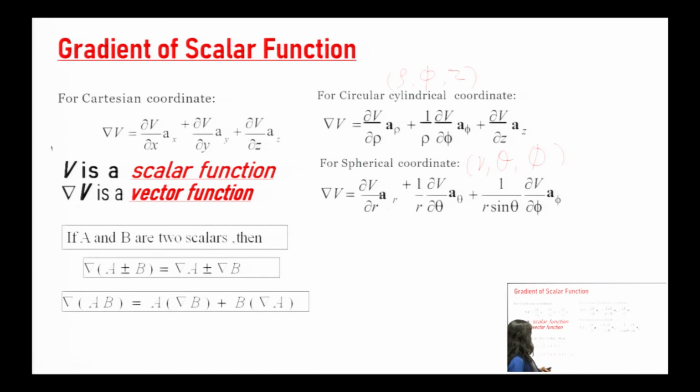Further, some other properties of gradient are these. If there are two scalars A and B, the gradient of their sum will be equal to the gradient of A plus or minus the gradient of B. Similarly, if there are two scalars A and B, then the gradient of the product of these two scalar quantities will be equal to A multiplied by the gradient of B plus B multiplied by the gradient of A. These are known as the identities or properties of gradient.